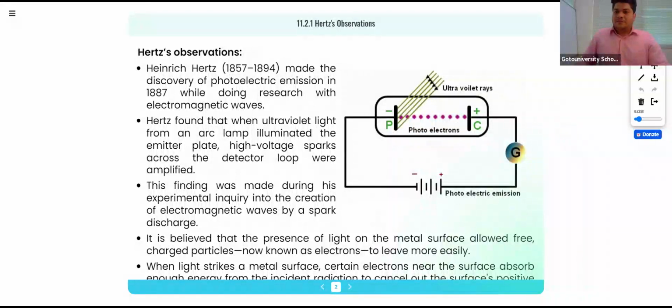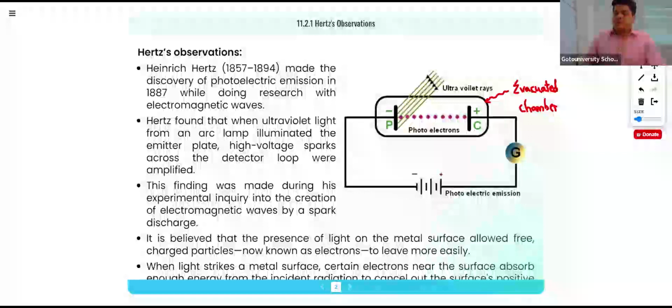We are going to use this thing. This is a glass tube. It will be a vacuum glass tube, which you can also name an evacuated chamber.